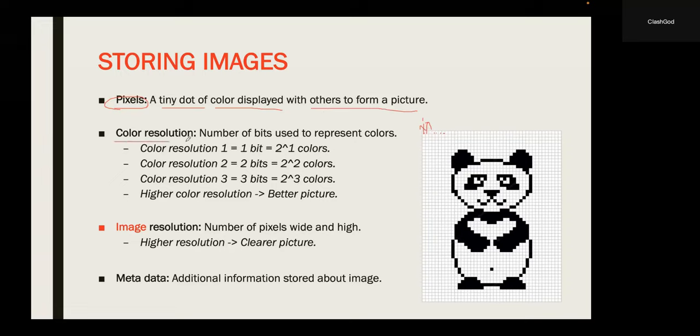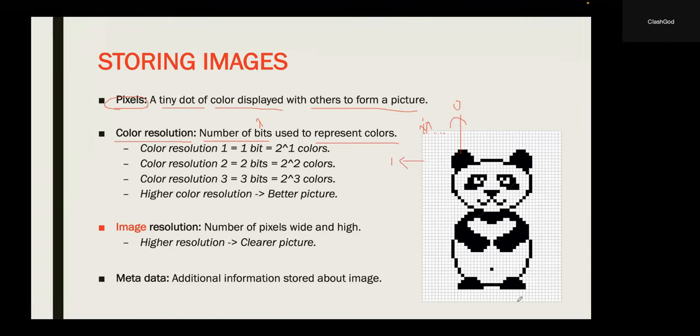Now let's take a look at this thing called color resolution. We also talked about how every pixel has a certain color, and each color is represented using a binary number again. So white may be represented by the binary number 1, and black may be represented by the binary number 0. A more complex image may have 8 colors, so it requires more binary digits. And what color resolution means is the number of bits used to represent colors. Recall that bits means the number of binary digits. So the number of binary digits used to represent colors is the color resolution.